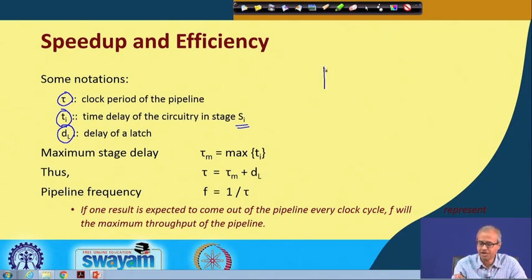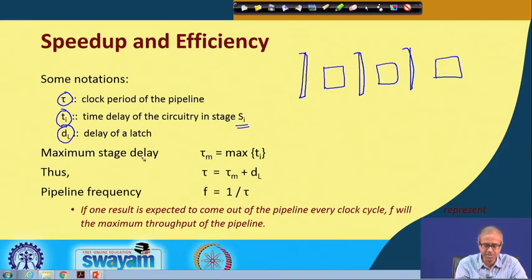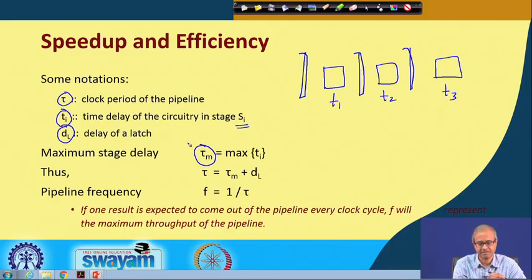Whenever you have pipelines like this, these are the pipeline stages and there are some latches in between. These are the latches. So, what will be the maximum stage delay? See, this is T1, this is T2, this is T3. The slowest stage in the pipeline will determine the maximum speed at which you can shift the data, because the slowest stage will become the bottleneck. So, maximum of Ti, let us call it tau m, the maximum delay, and to it you will also have to add the latch delay DL. So, tau m plus DL, that is what your tau is, that will be your clock period, right. That is how you calculate the clock period.